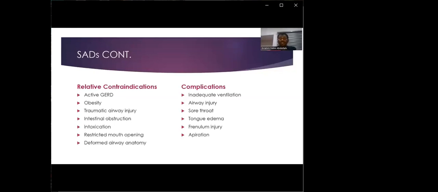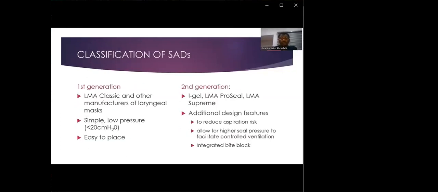This one has also been documented in the literature, and then aspiration, because they don't protect the airway. The supraglottic airway devices are classified as first generation, second generation, and in fact, there is even a third generation. The first generation are the LMA Classic and other manufacturers of laryngeal masks. They are simple and low pressure, less than 20 centimeters of water.